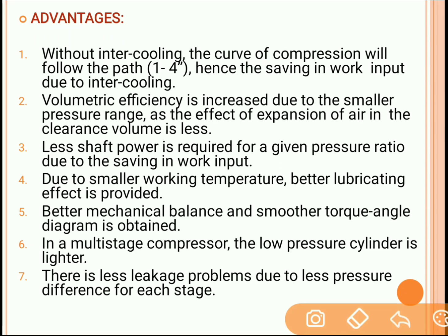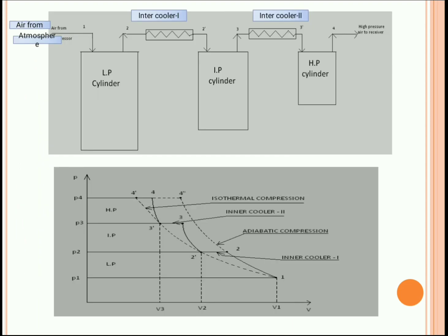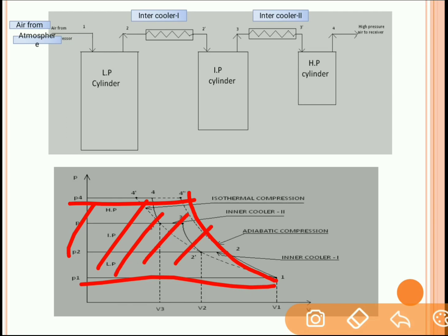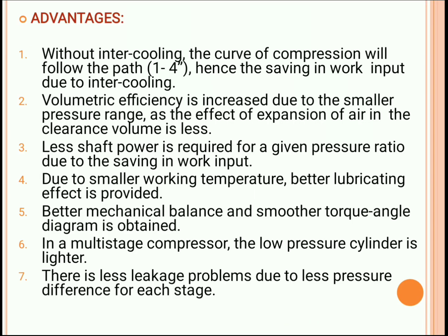Now what are the advantages of a multi-stage reciprocating compressor? First, without intercooling, the curve of the compressor will follow the path 1 to 4 double dash, and hence saving in work input takes place due to intercooling. This point is already covered. When we operate the single stage compressor from pressure P1 to pressure P4, it will follow the path 1 to 4 double dash. Now this 1 to 4 double dash is this path. In this case, the area consumed under 1 to 4 double dash is more as compared to the reciprocating compressor with intercooler. So saving in work input takes place due to intercooling.